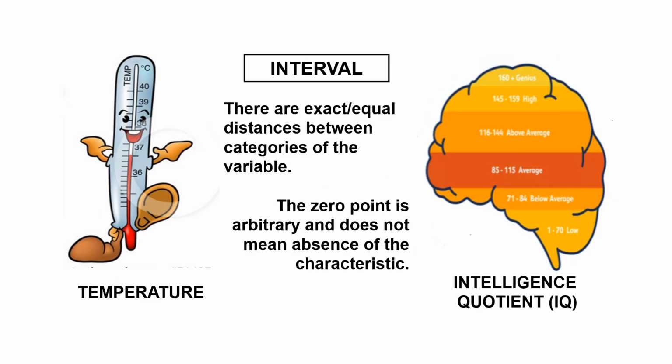In interval scale, there are exact or equal distances between categories of the variable, and the 0 point is arbitrary. They are best described and summarized using the mean, the median, or mode, but not ratios between data.